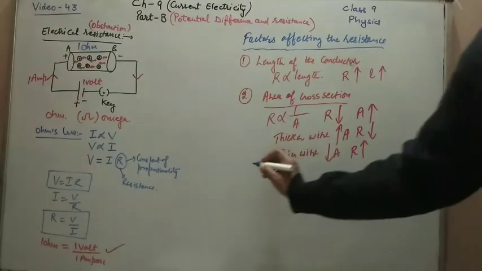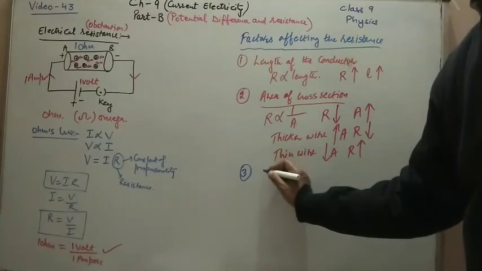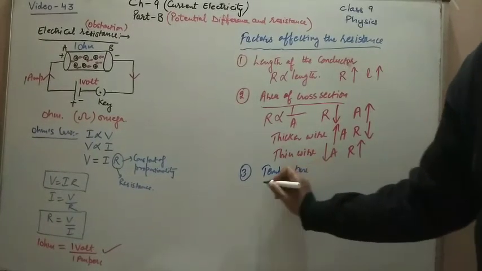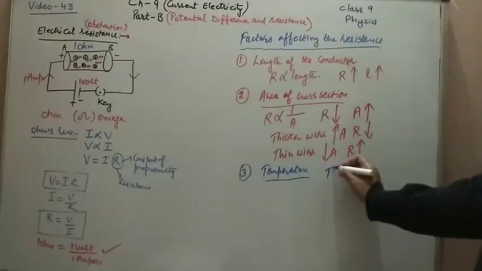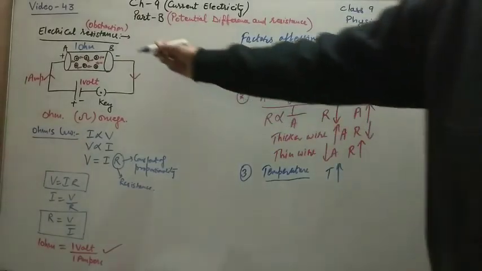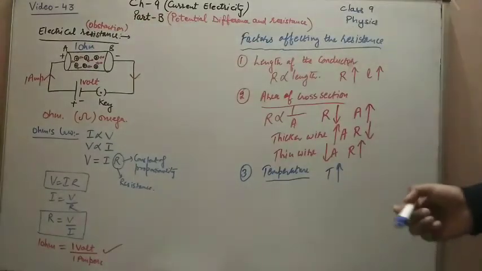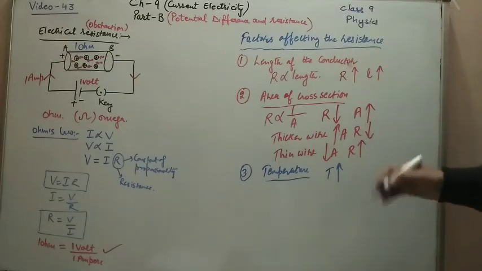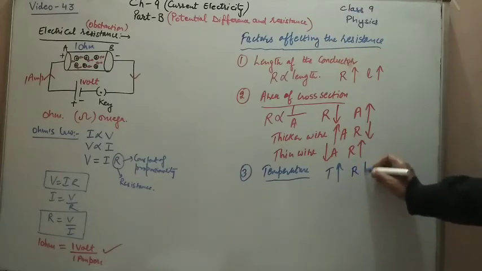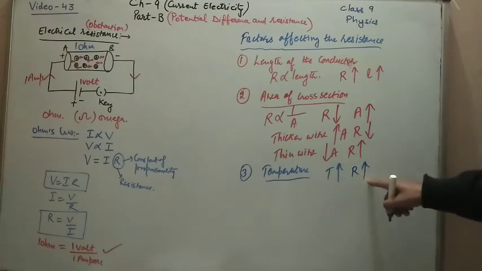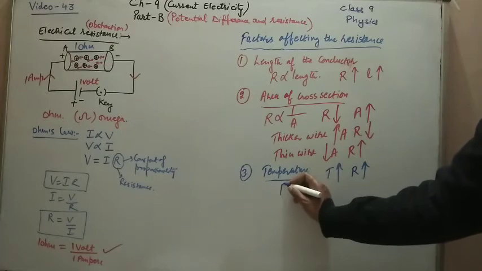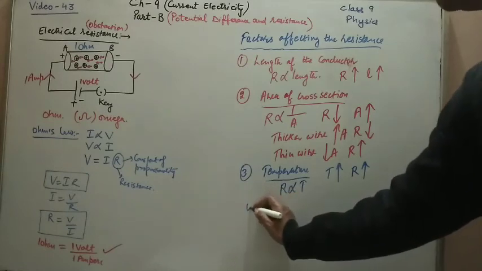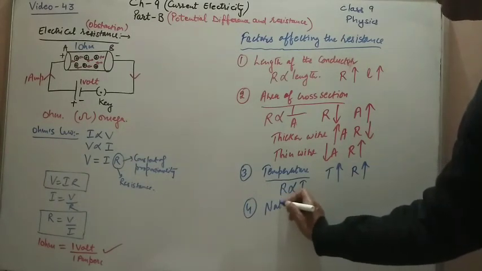Come to the third point, temperature. So with the increase in temperature, the vibrations of these ions will be very large, which means the number of collisions of electrons with these ions will also increase. On the basis of that, if the number of collisions increases, resistance will automatically increase. So simply you can say resistance is directly proportional to temperature. Fourth one is nature of material.